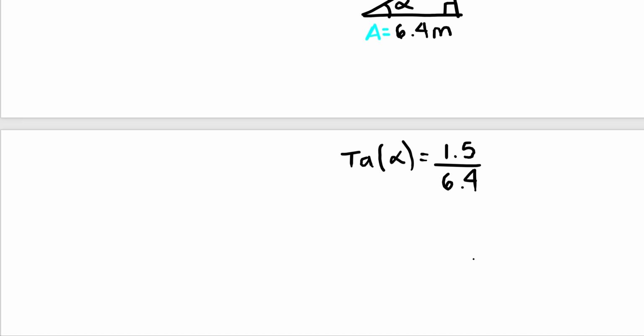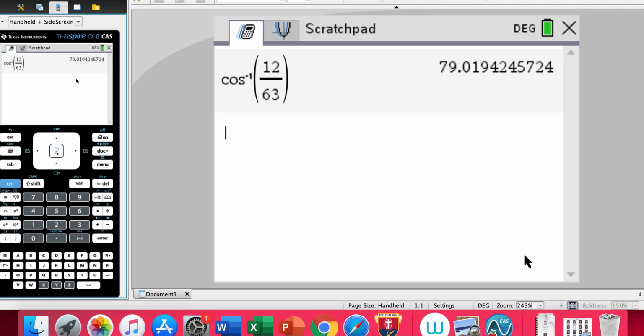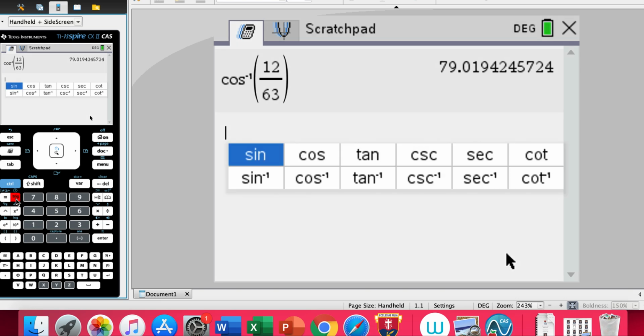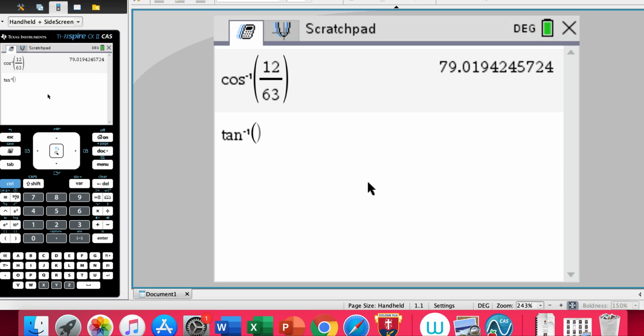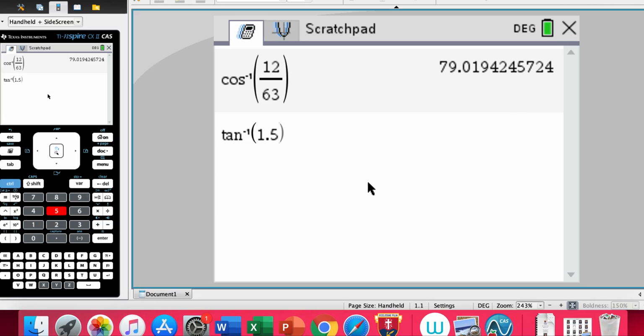Great. So to find alpha, I will need to do the inverse operation of tan. So I have to do the inverse operation of tan of 1.5 over 6.4. Okay, let's go to our CAS, and we're going to do trigonometry. Tan inverse, tan inverse of what was it? 1.5 over 6.4.